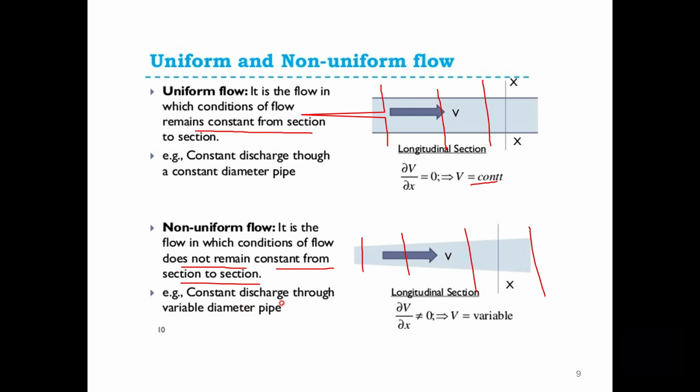Constant discharge through variable diameter. It means whatever Q you allow to flow here, the discharge is the same, but the flow is varying everywhere. So that is what we call a non-uniform flow. Here the velocity will be changed.